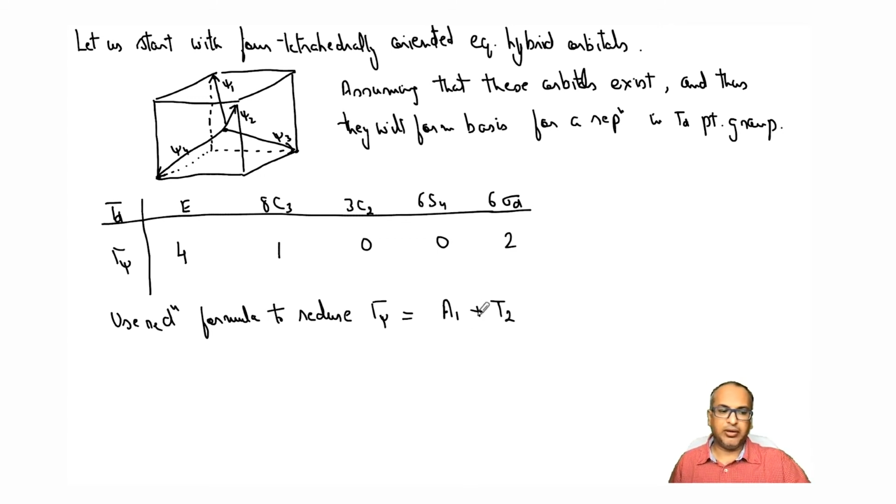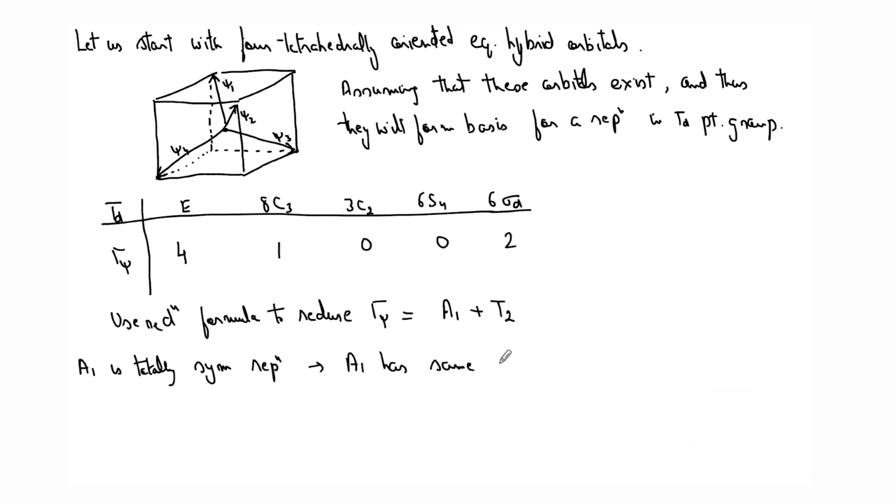Now A1 is the totally symmetric representation. This means that A1 has the same symmetry as that of s orbital, right? It can be 1s as well as 2s. Both of them will have the same symmetry, s orbital.